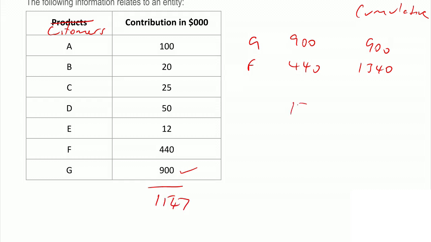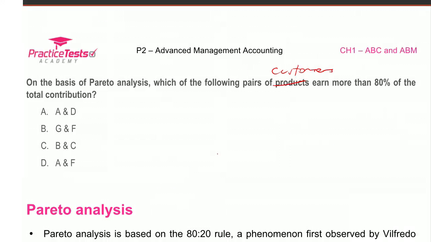So 1340, which is our cumulative after the first two, over 1547 is slightly over 80%, so 87%. So that certainly gives us most of our value. So it's pairs G and F that give us over 80% of our value. G and F, so the right answer there is B.